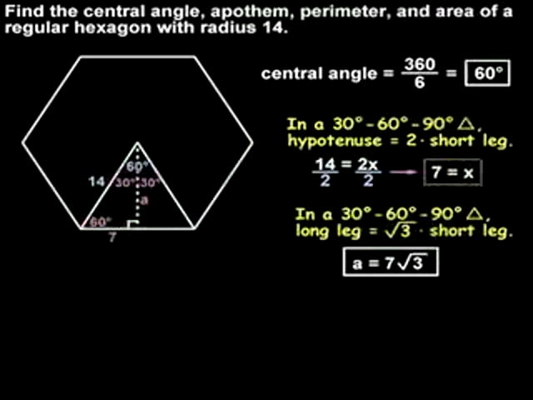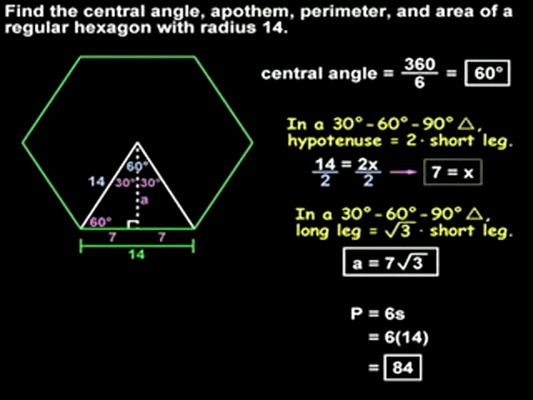Next, to find the perimeter, notice that part of one of the sides has a length of 7, and since the 2 right triangles are congruent, the other part of the side must also have a length of 7, which means that the length of the full side is 7 plus 7, or 14. And since there are 6 congruent sides in a regular hexagon, the formula for the perimeter of a regular hexagon is 6 times the length of a side, which in this case is 6 times 14, or 84.